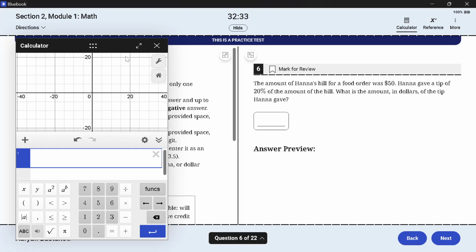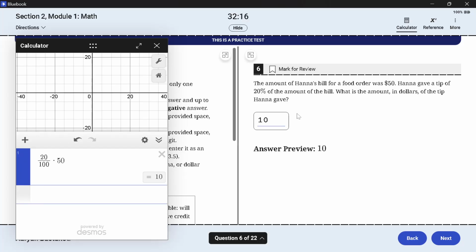Okay. The order was $50 and she gave a tip of 20% of the bill. We just need to find the amount of the tip. We do not need the total amount. A lot of students might get this wrong by calculating the total amount, 10 plus 50 equals 60, but we need the amount in dollars of the tip Hannah gave. We just need the amount for the tip.